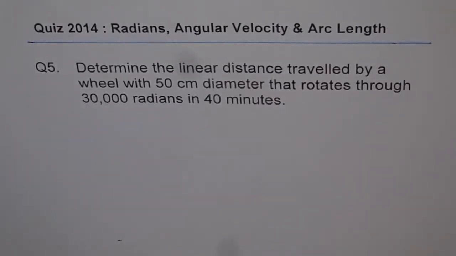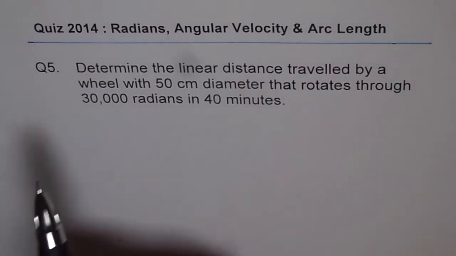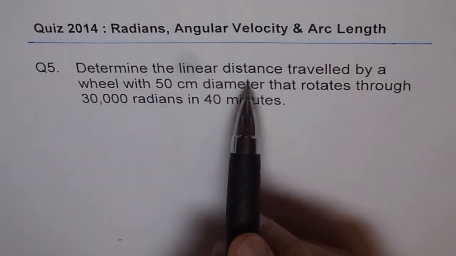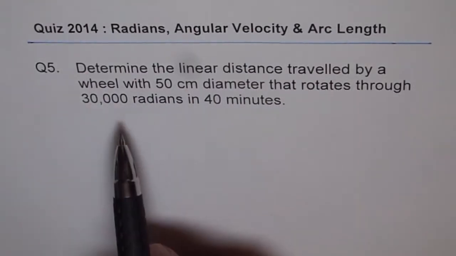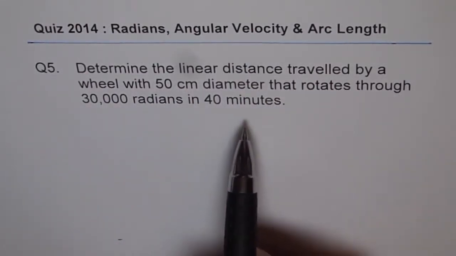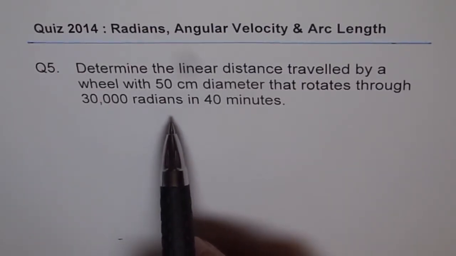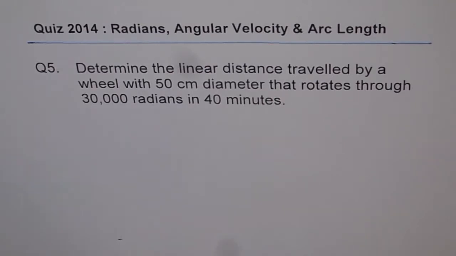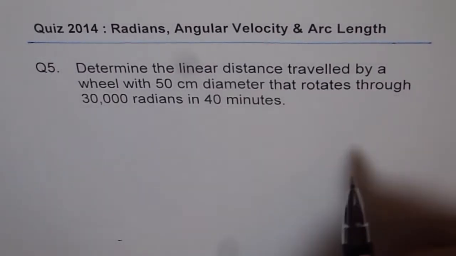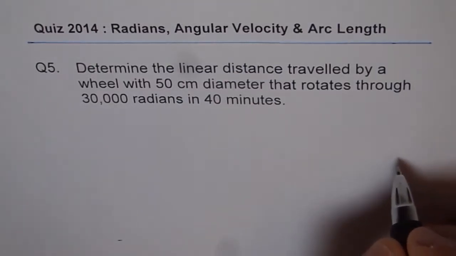Here is a solution to question 5 of quiz 2014 on radians, angular velocity and arc length. Question 5. Determine the linear distance traveled by a wheel with 50 centimeter diameter that rotates through 30,000 radians in 40 minutes. So, how will you find the distance traveled? That means the arc length along the circle, right?